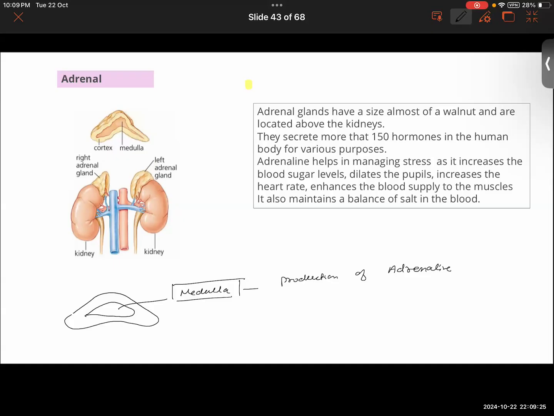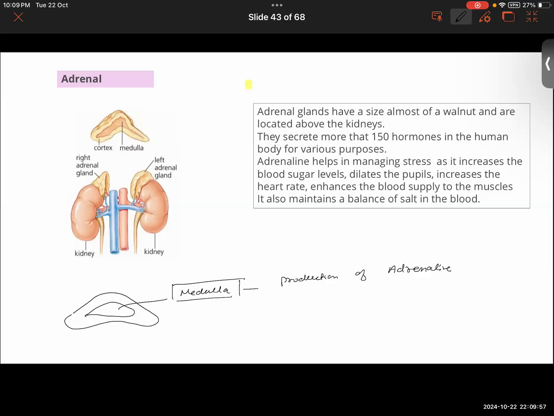Talking about the cortex, although not important, the cortex will also produce some hormones. As for the medulla, what we are going to learn here is that it is particularly responsible for various functions in our body, like what we know about the adrenaline gland. Whenever we are in a stressful situation or an emergency situation, adrenaline will be secreted by the adrenal gland.